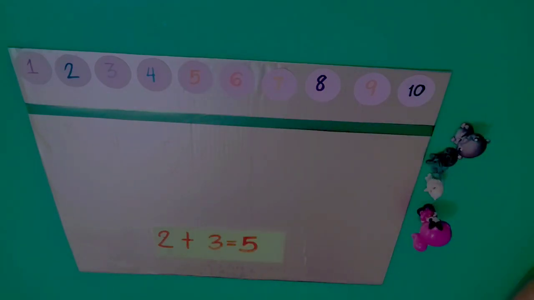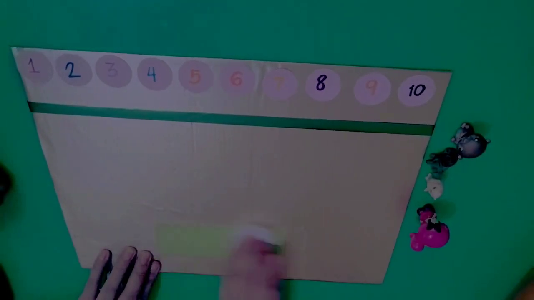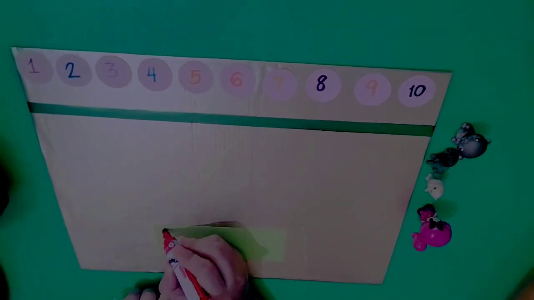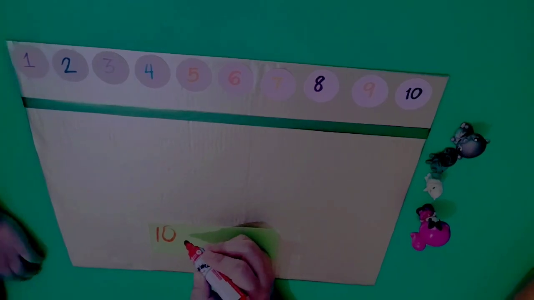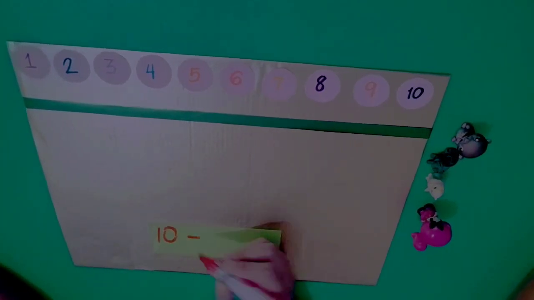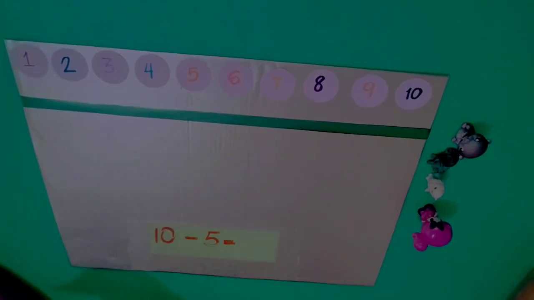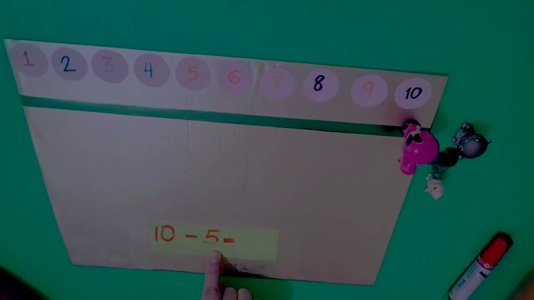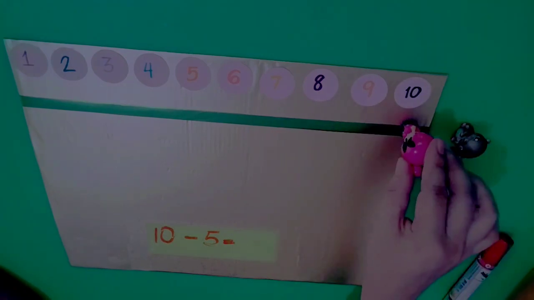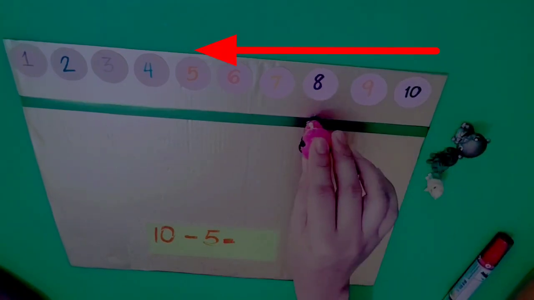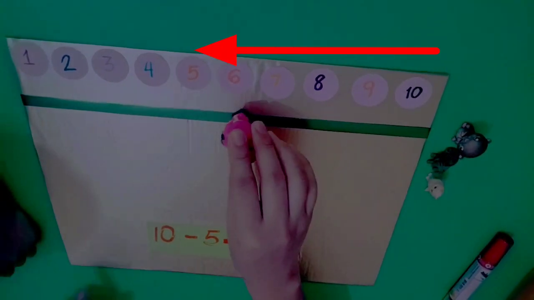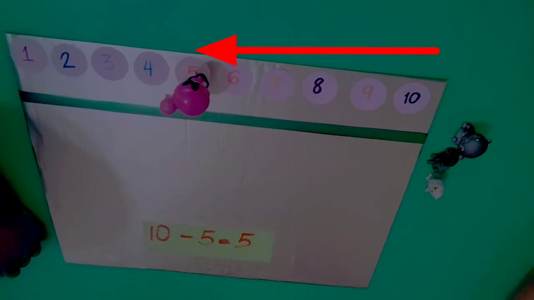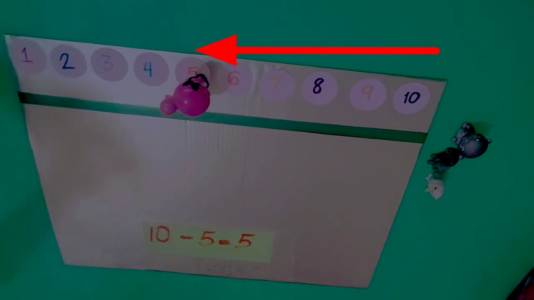This time, we're going to do subtraction. So 10 minus 5 is equal to, let's find out. From number 10, jump 5 times to the left. Then that is number 5. So the difference is 5.